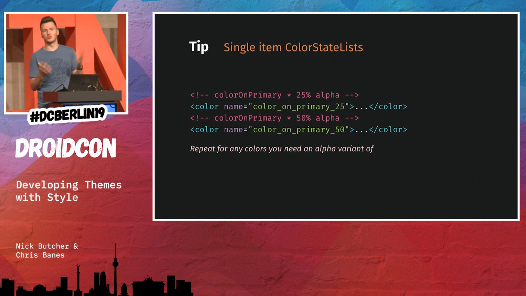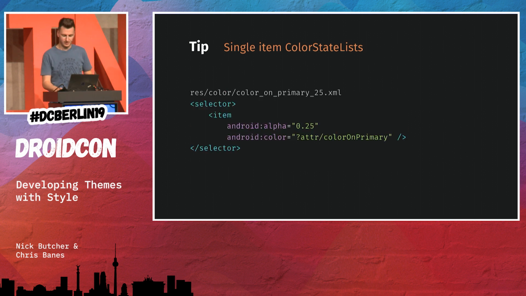And you've used that as like a scrim or somewhere in your app. And you probably have multiple of these, like one at 25%, one at 50%, maybe one at 10%. Now the problem is that if you ever want to change the root color, you have to also remember to change all the other alpha variants as well. And so yeah, it's not great.